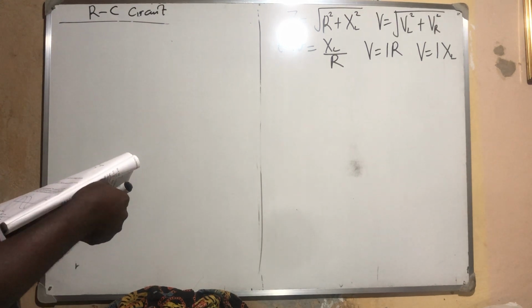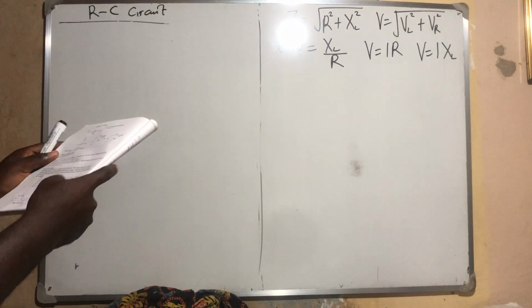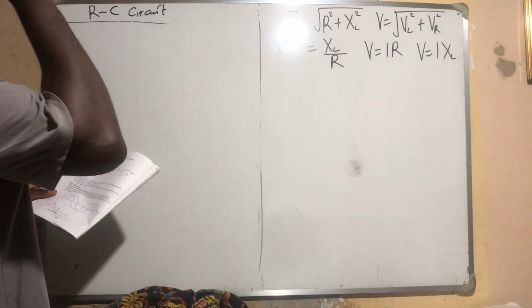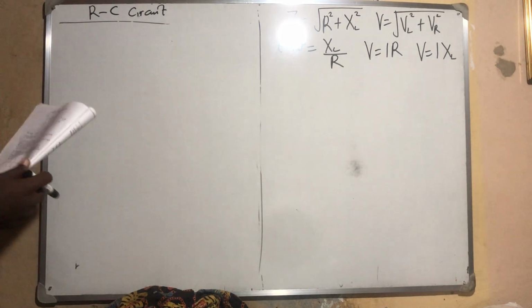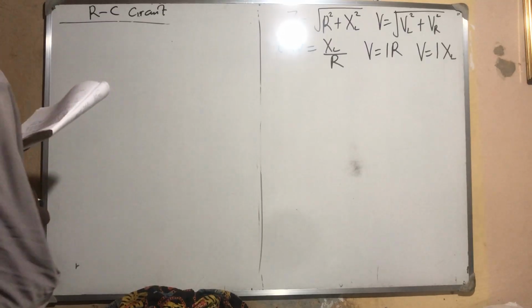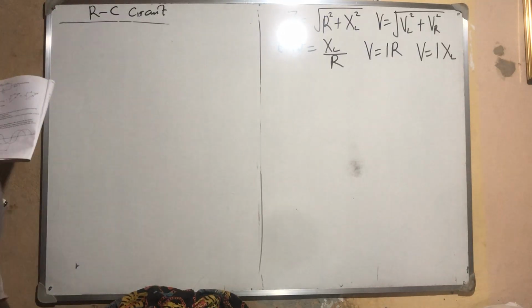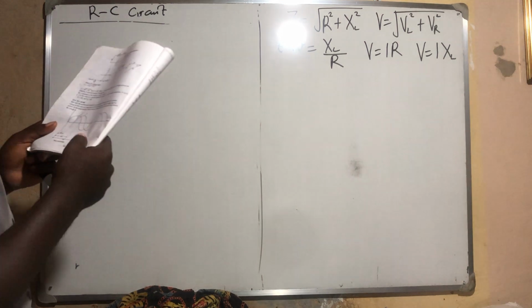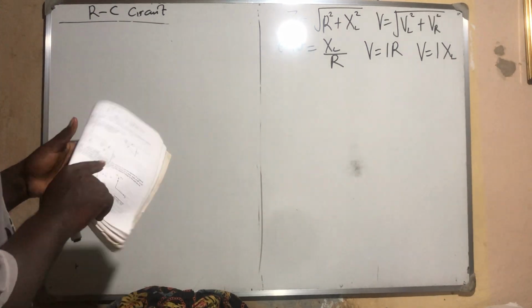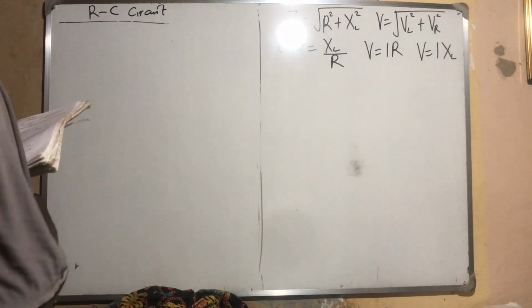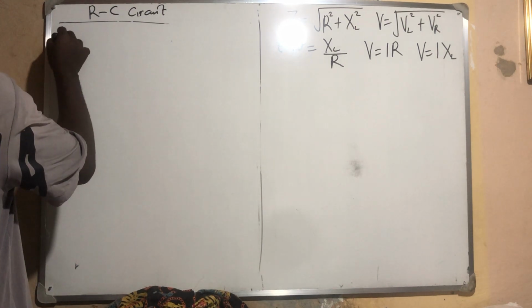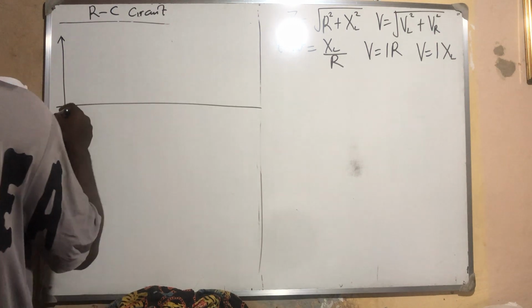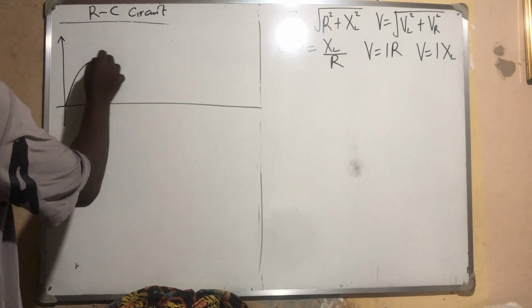The current leads the applied voltage. You know, in the inductor, the voltage is the one leading. But in the capacitor, the current is the one leading by the same phase angle, 90 degrees. All right. The voltage is lagging behind here, while the current is the one leading. So if you draw that, you can draw the wave. The wave is that the current is the one starting from here.